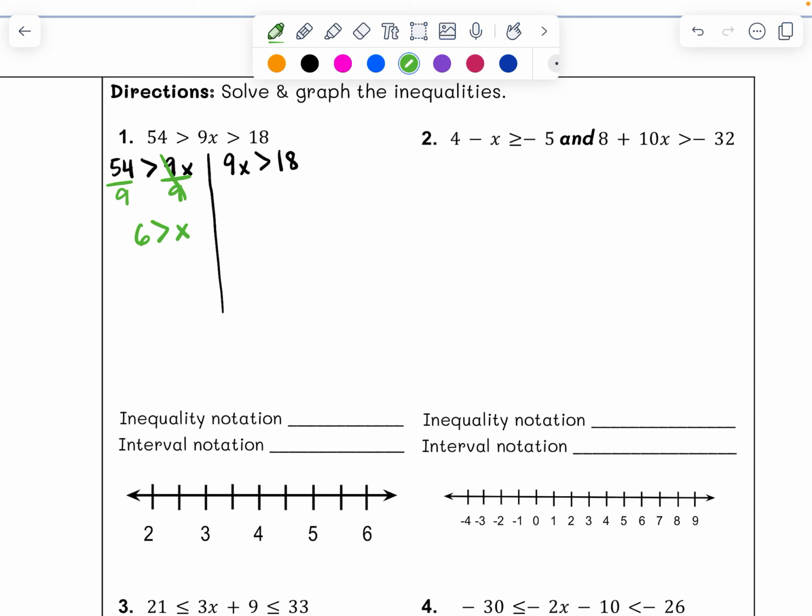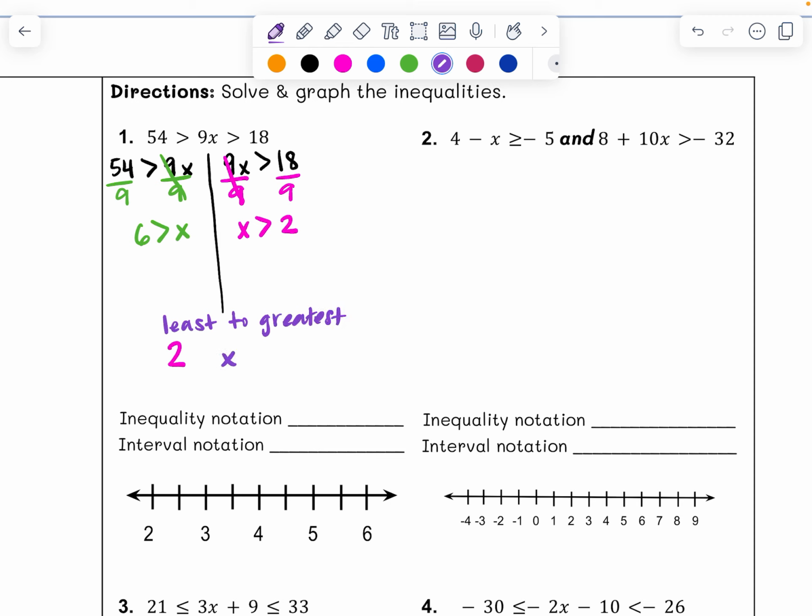For now, I'm going to leave it like that. I should move the x to the left, but for now, I'm just going to leave it like that because our final answer will be written differently. On the right side, divide by 9, and you have x is greater than 2. So let's write the inequality notation. I need to write these numbers least to greatest with x in the middle. So I'm going to put 2 on the left because remember we want it least to greatest.